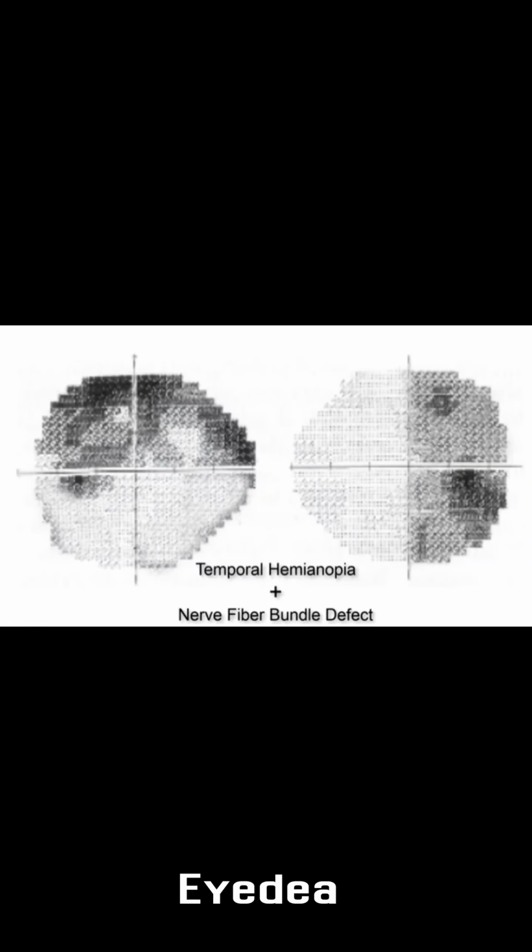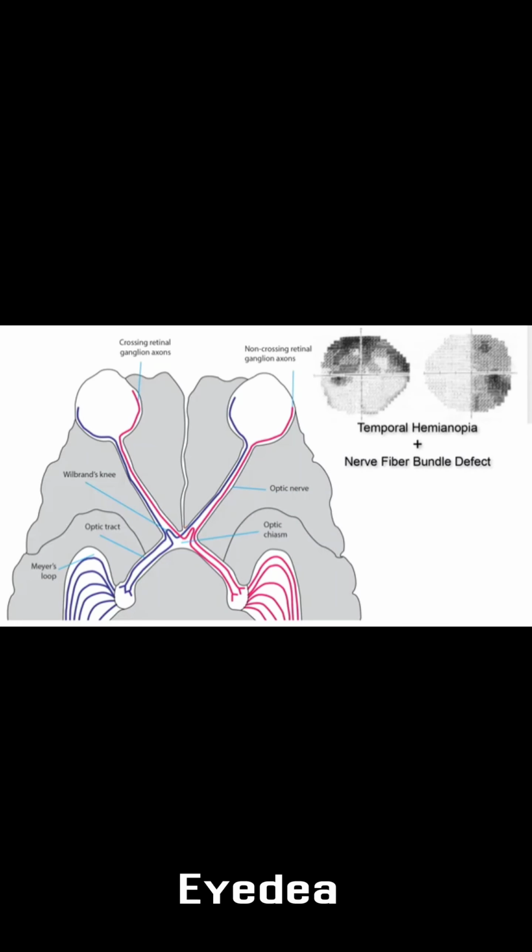Then there is the temporal hemianopia in the field of one eye and a nerve fiber bundle defect in the other eye. This hybrid pattern of hemianopic defect and nerve fiber bundle defect spells a lesion at the junction of the optic nerve and optic chiasm.